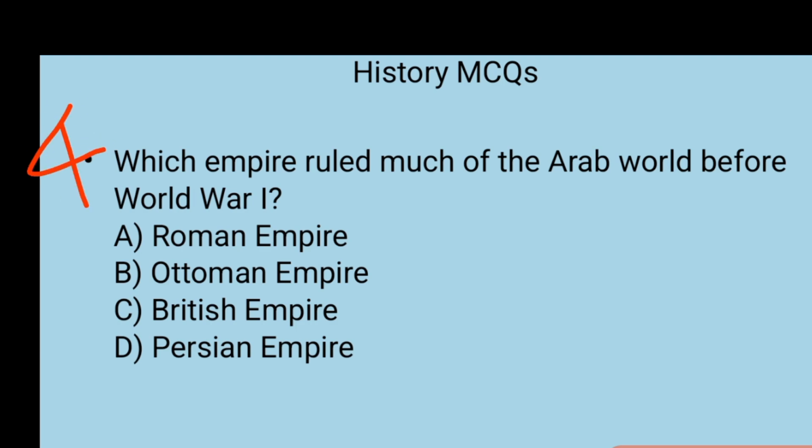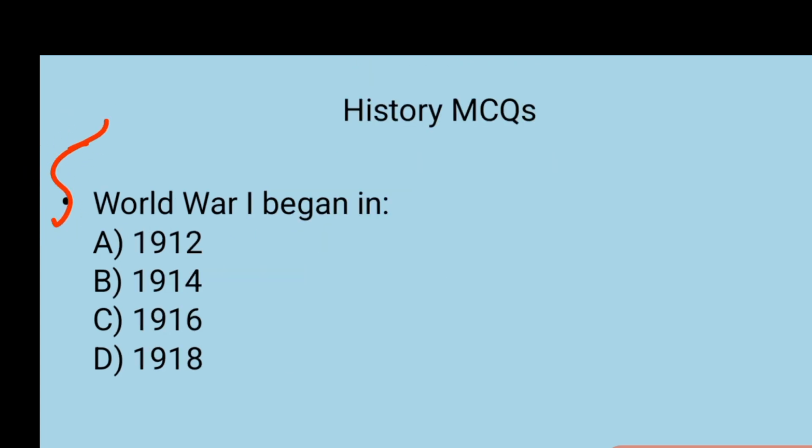Question number 4. Which empire ruled much of the Arab world before World War I? A is the Roman Empire, B is the Ottoman Empire, C is the British Empire, D Persian Empire. Okay, the answer is Ottoman Empire. So this had a vast empire starting from the medieval period, was responsible for the decline and fall of the Byzantine Empire, and controlled almost all the Arabian Peninsula under its rule.